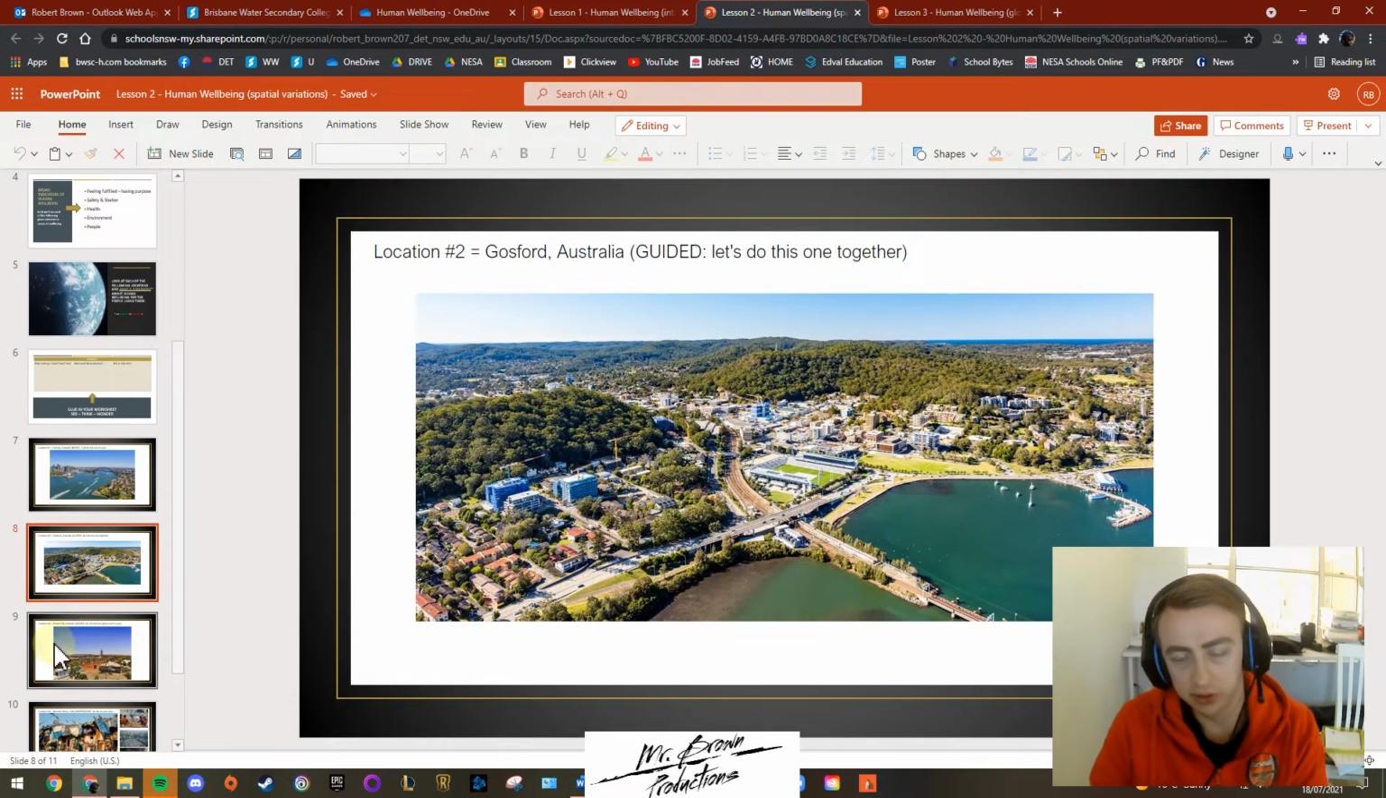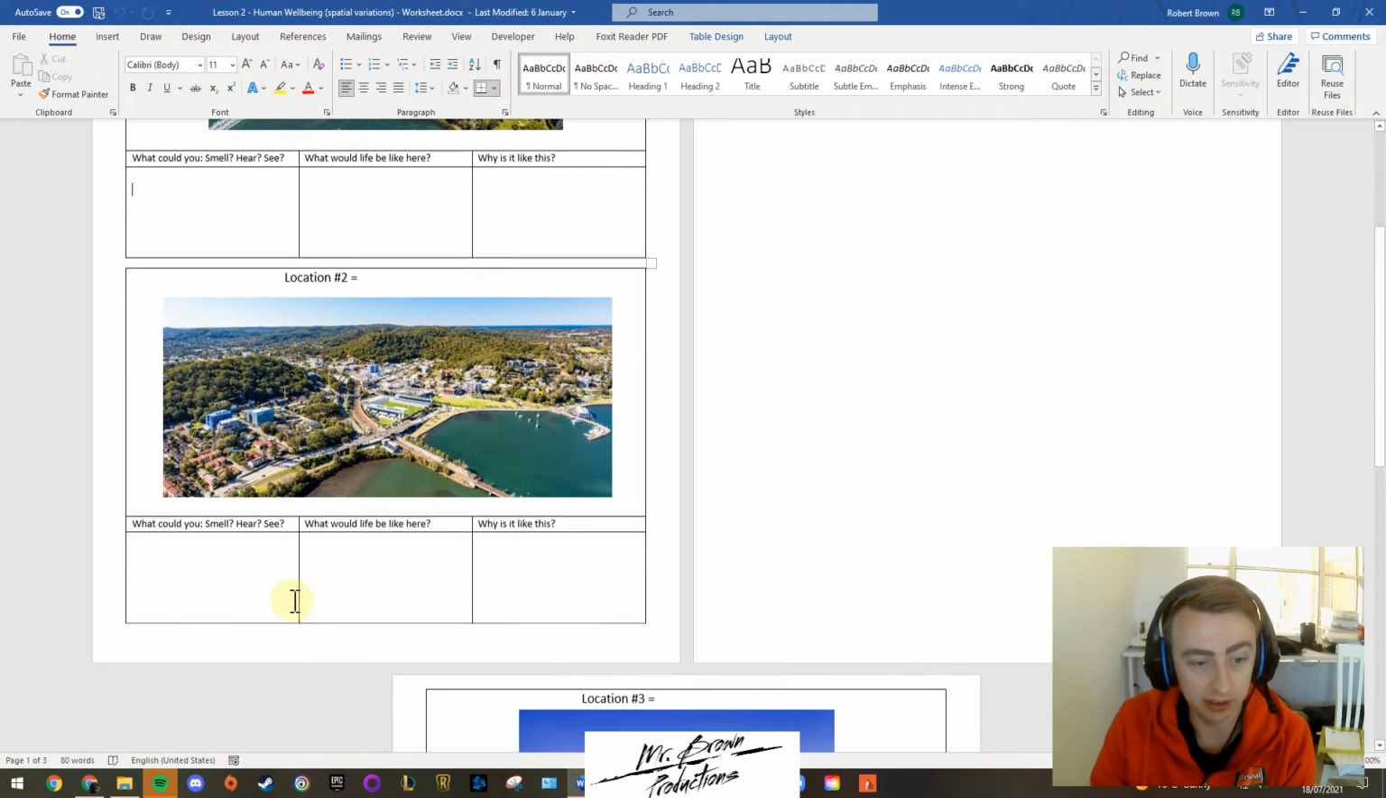What I would usually do, say, in class, is we would do this guided. So I'd get you to work with your friends to answer the next 2, and you're more than welcome to do that. I know a lot of students are FaceTiming each other while they're doing their work or creating their own Zoom calls, so feel free to work with other people in this space to do these next 2. This one's location is Gosford, Australia, so I still want you to do the same thing. So what could you see, smell or hear? What would life be like here, and why do you think it's like this?